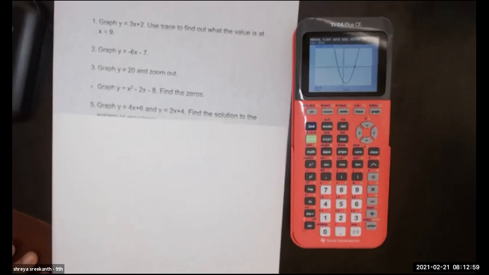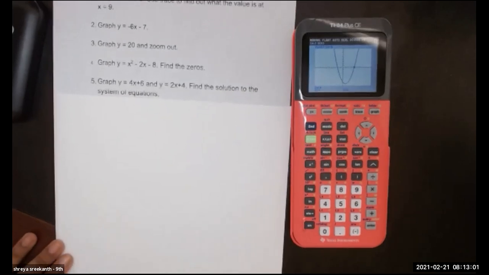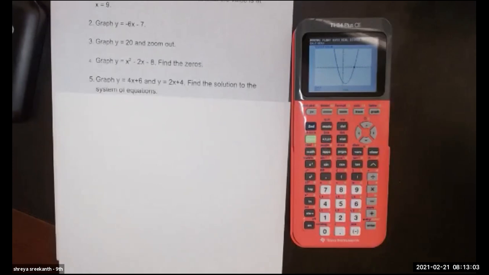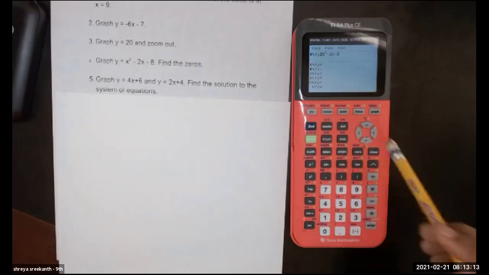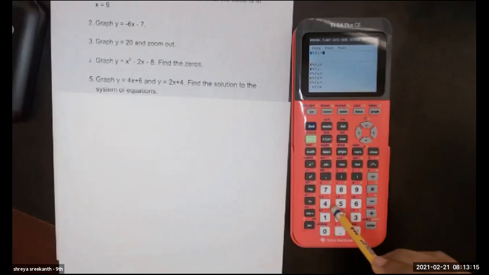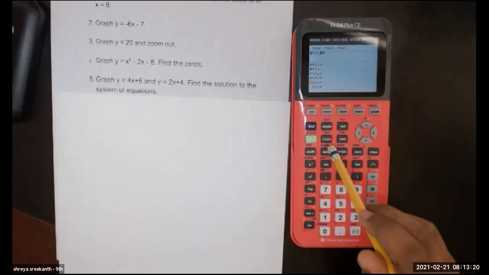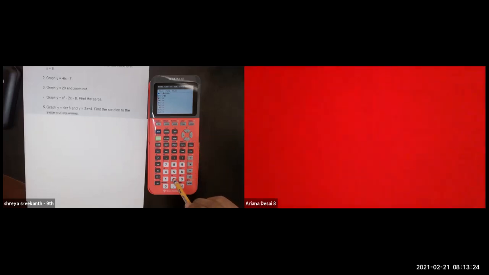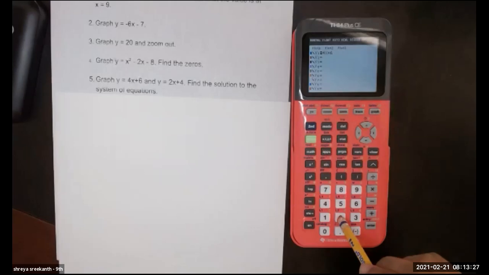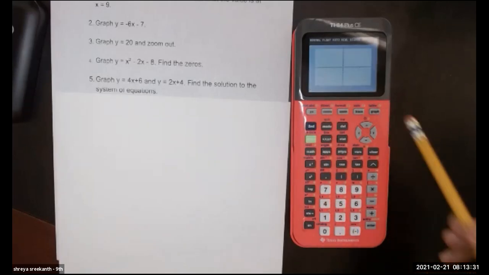Okay, so for number 5, we're going to graph y equals 4x plus 6 and y equals 2x plus 4, and we're going to find the solution to the system of equations. So to do this, we go to y equals, and then we write in the equation 4x plus 6, and then on another line we write the other equation 2x plus 4, and then we graph that.